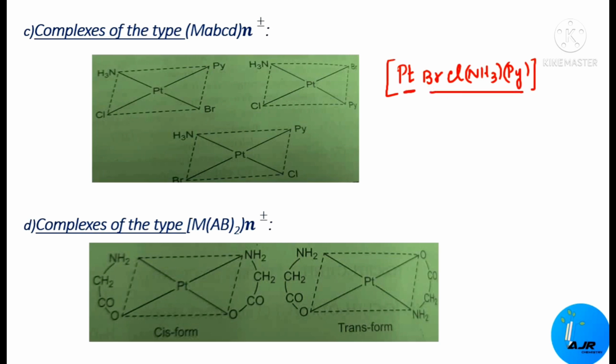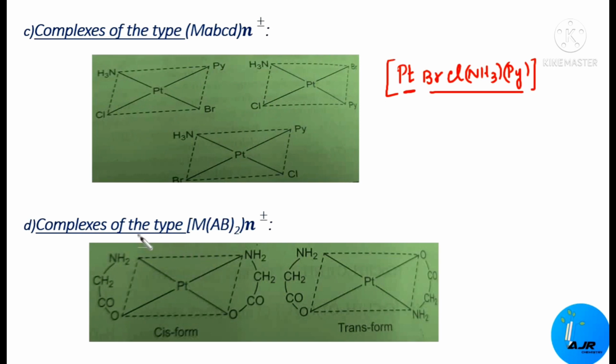So when all the four ligands are different, then three geometrical isomers are possible in square planar. So this is a square planar structure. In square planar structure, when all the four ligands are different, we will be getting three different types of isomers. Understood? See pyridine, bromine, chloride, and amine group. Here also the same. So three different types of geometrical isomers are possible.